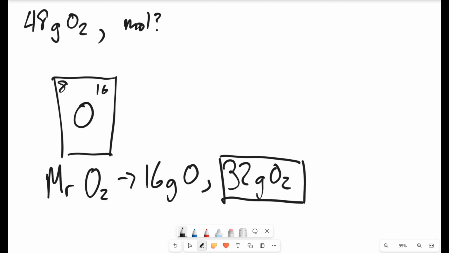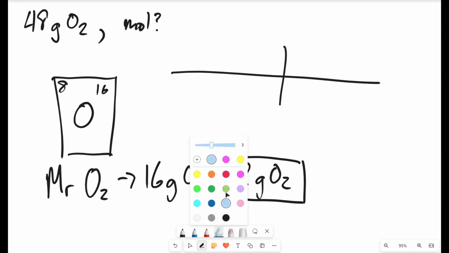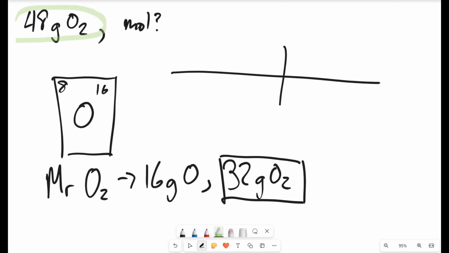Now let's figure out how to do it. In order to do any sort of conversions, we have to make a picket fence. Or you can be boring and do ratios or fractions, but I'd love to live the American dream, and I want a white picket fence house, so I'm manifesting. We're going to put what we know right up here. It's always what we know, what's given in the problem.